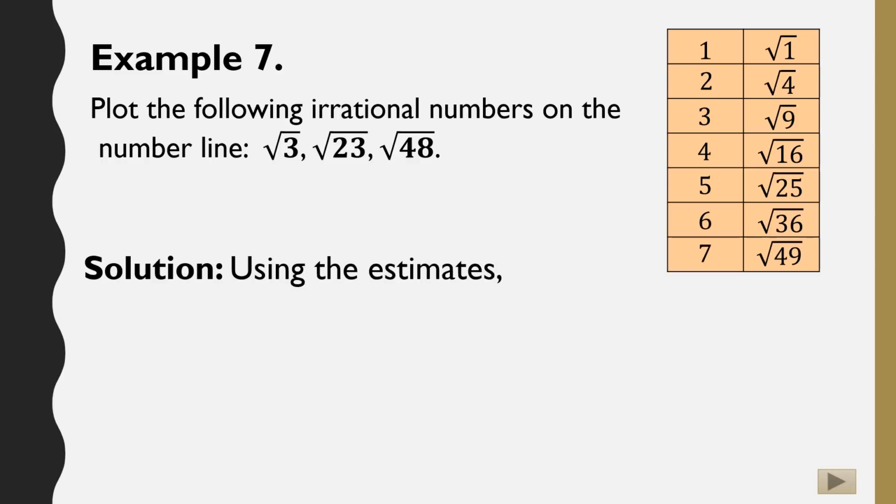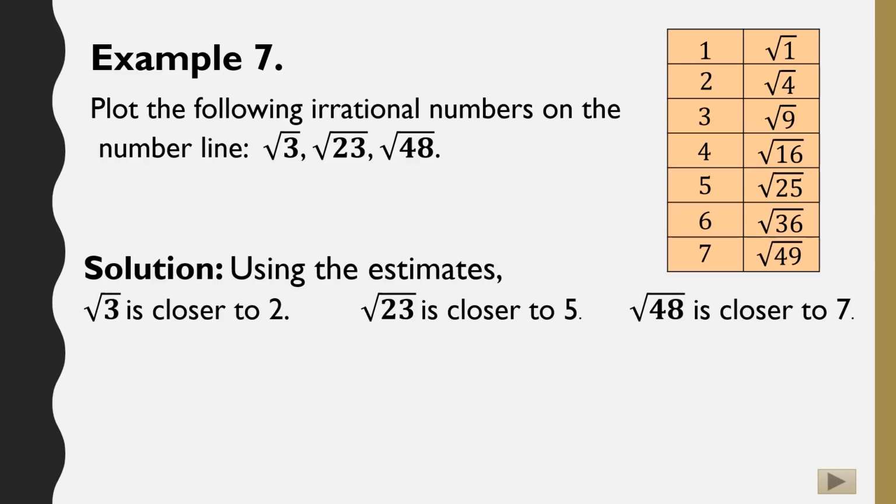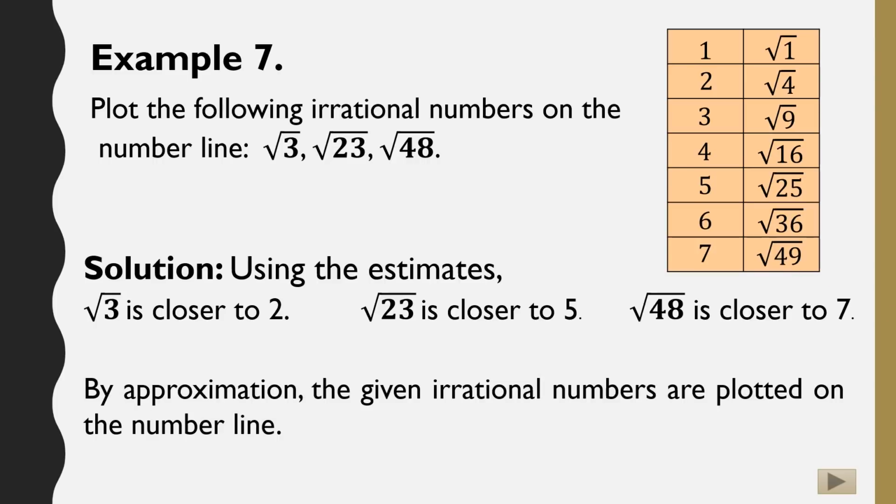Okay. So, for the solution, using the estimates, square root of 3 is closer to 2. Tama naman. Ang square root of 3 ay malapit sa 2. Square root of 23 is closer to 5. Bakit? Dahil ang 5 times 5 is 25. So, malapit ang 23 sa 25. Next, square root of 48 is closer to 7. Dahil ang 48 ay malapit sa 49. By approximation, the given irrational numbers are plotted on the number line.